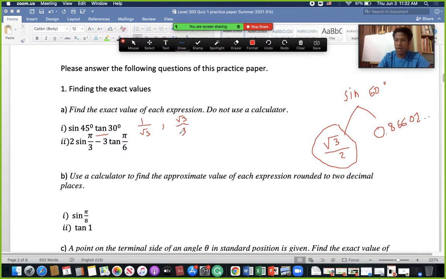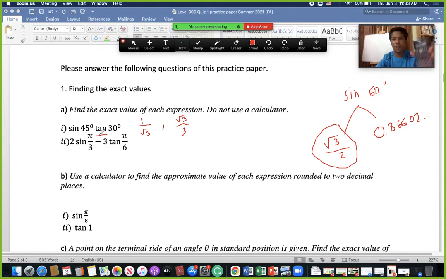Root 3 divided by 3, and we will share it during the exam. We will share the different values of sine and cosine. So basically, that should work fine. You will have to use these values for this maths. You cannot directly do it in the calculator.